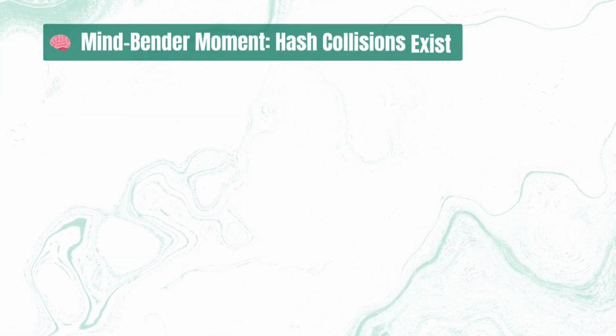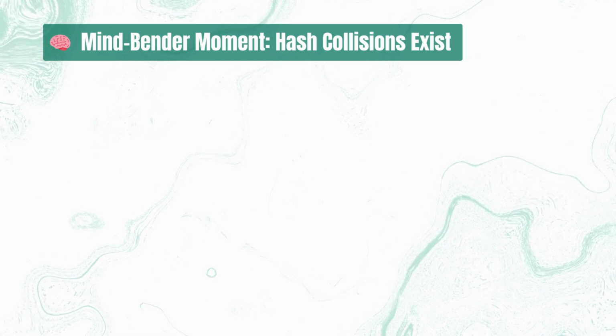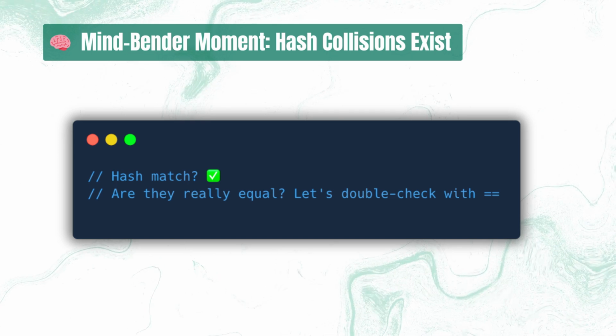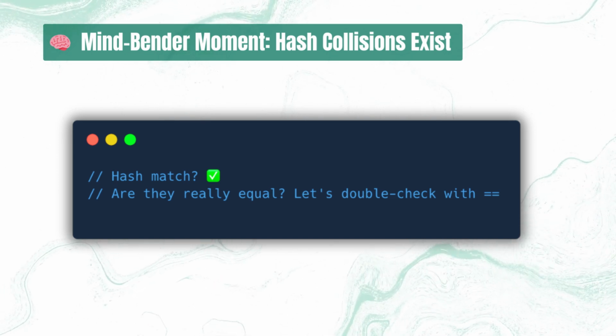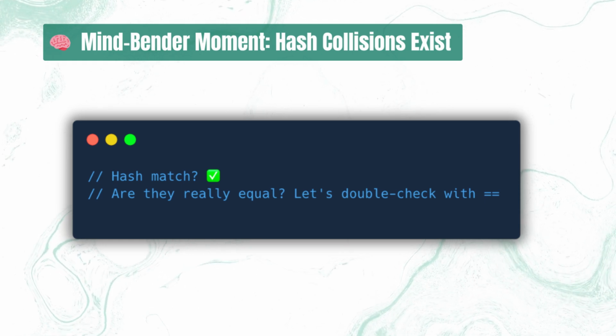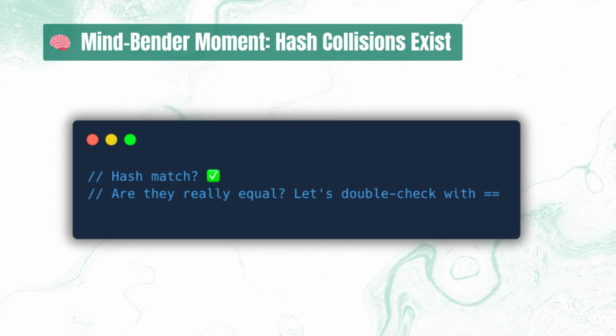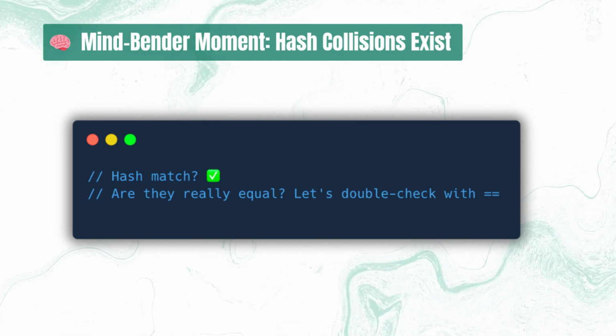Two completely different values can sometimes have the same hash. That's called a hash collision. It's rare, but it's real. That's why Set and Dictionary also use == after the hash check as a final safety net. So yeah, even hashes don't get full trust. They're more like first impressions.